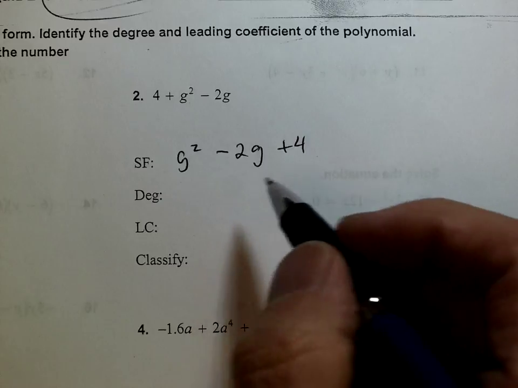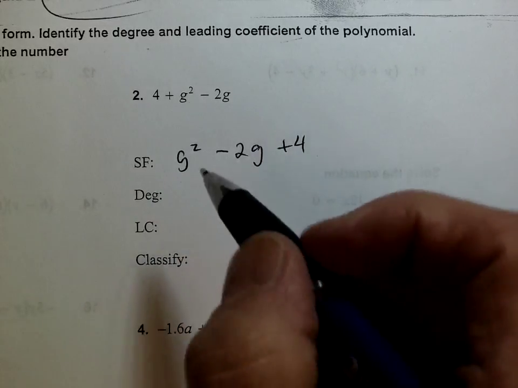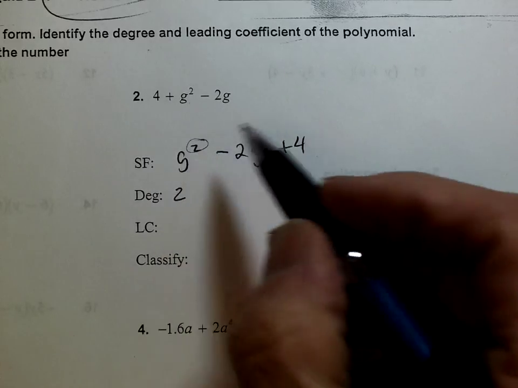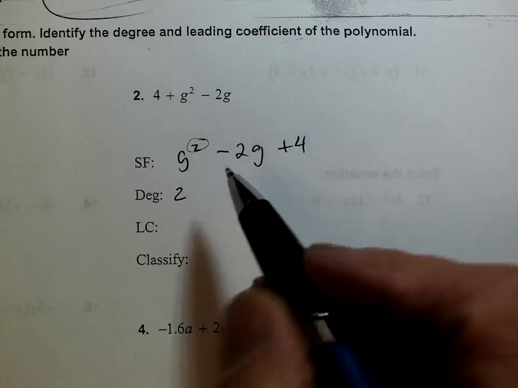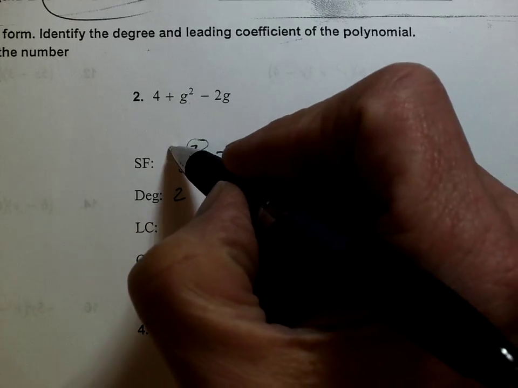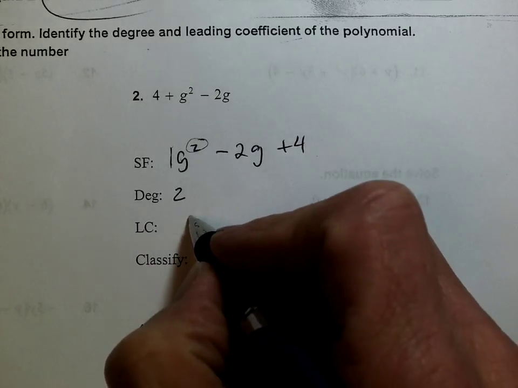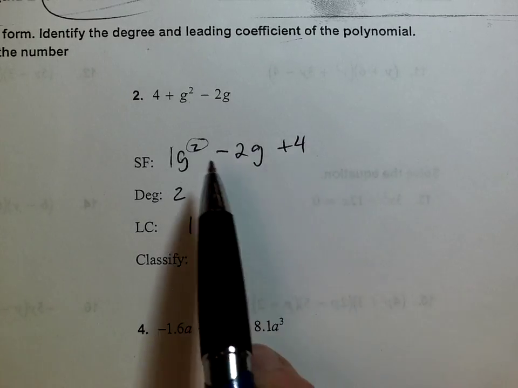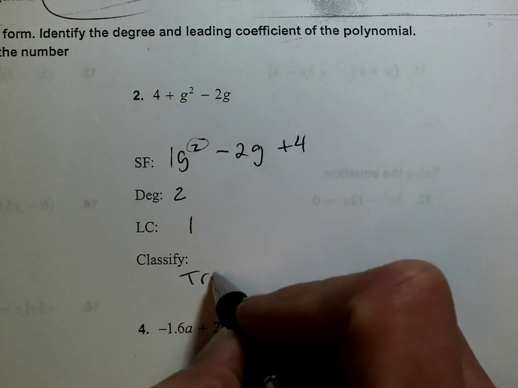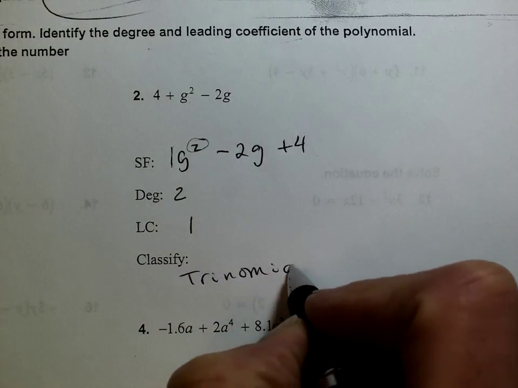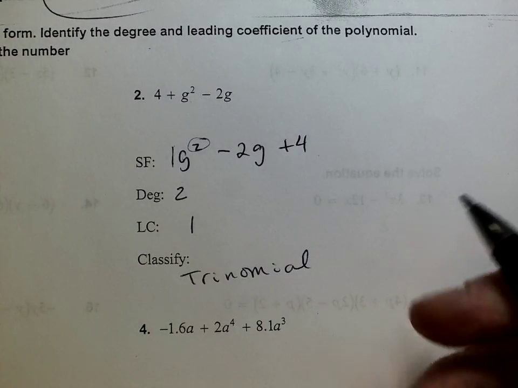Wait, what does the LC stand for? It's the leading coefficient, okay? The degree is 2 because the degree is simply the biggest exponent. The leading coefficient, well, there's a 1 here. We don't normally write the 1, but the 1 is the first number leading the pack. So the leading coefficient's 1. To classify, the name: there are 1, 2, 3 terms, so we call it a trinomial. Trinomial. Okay? Thumbs up. You guys can do this, right?